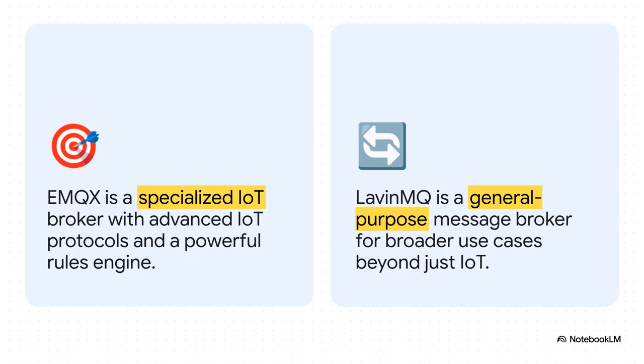And finally, it's worth asking, is a specialized IoT broker always the right tool for the job? I mean, EMQX is laser-focused on IoT with deep support for all the related protocols. But what if your needs are broader? Just for some context, let's look at something a little different, like LavinMQ. It's a general-purpose message broker that supports MQTT, sure, but also other protocols like AMQP. It's a different tool for a different kind of job, which just goes to show how important it is to match the broker's specialty to what your project really needs.